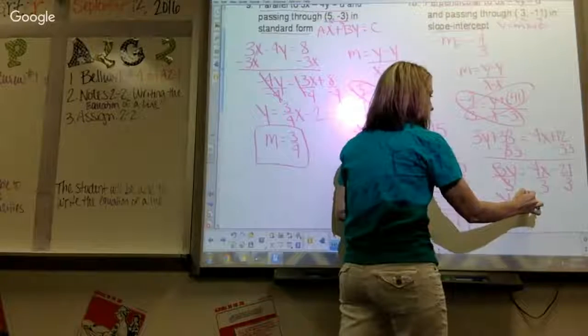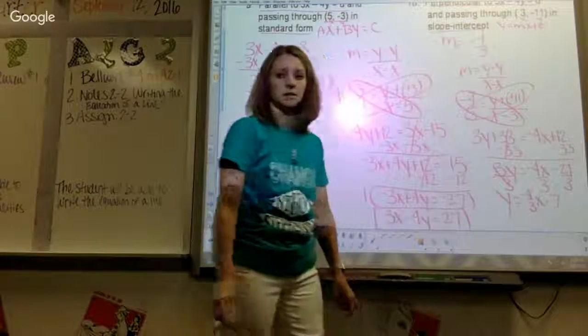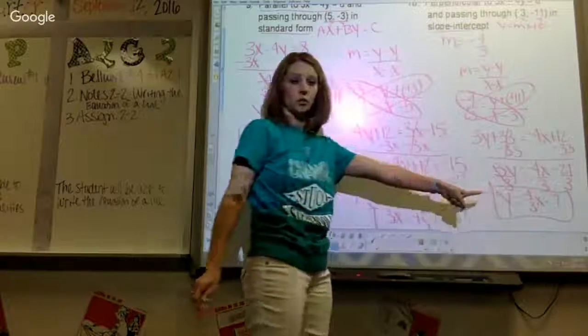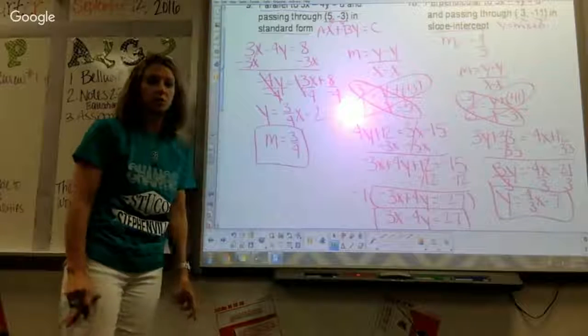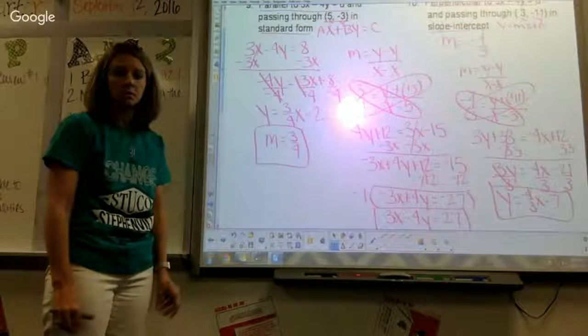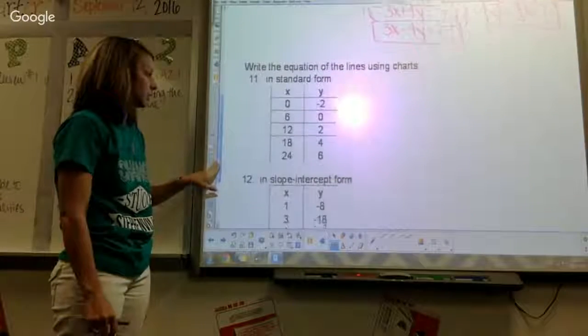So y would equal negative 4/3 x minus 1. Remember that your m, which is your slope, can be a fraction. It's just whenever you're in standard form, that's when you need to pay close attention to your a.